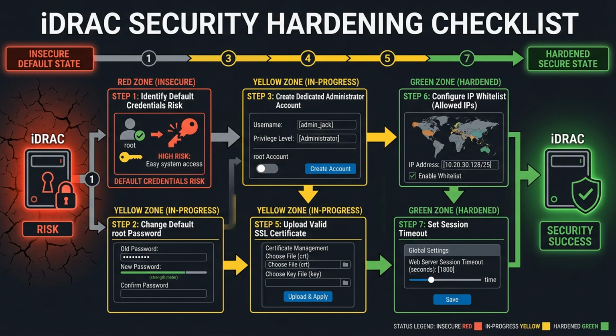Step 4. Upload a valid SSL certificate to encrypt web UI access. Step 5. Restrict iDRAC access to specific trusted IP addresses only. Step 6. Set session timeout to 15 minutes for idle sessions. Step 7. Enable iDRAC audit logging to track all access attempts.